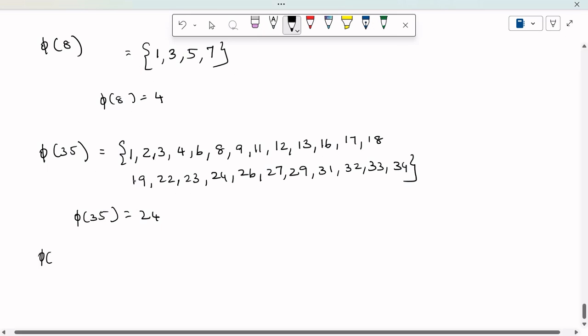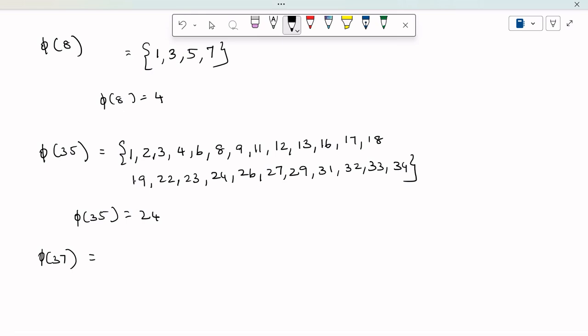Now phi of 37. Here we are going to use a property. So here 37 is prime, right? So all the values less than 37 will be relatively prime to 37. So how many values less than 37? 36 values, 1 to 36, will be relatively prime to 37. So phi of 37 is 36.